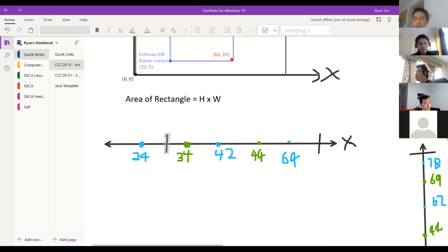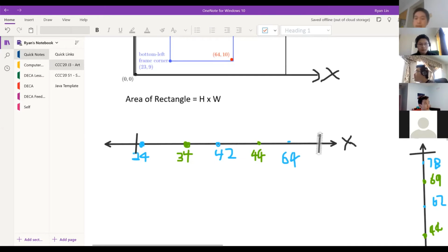This point is going to be outside my frame if my left side of the frame is excluding the point, right? So it can't be on 24 because the problem stated that if it's on the frame, then it's not going to be inside the picture, right? So it's going to be at 23. 23 is the rightmost that we can go without excluding a point.